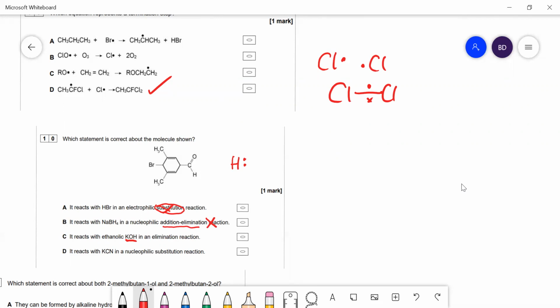It won't react with KOH in an elimination reaction. The reason being is because in an elimination reaction, you remove the bromine and a hydrogen from the carbon next door. Well, if you look at those 2 carbons there, they don't have a hydrogen attached, so you can't eliminate that molecule. KCN in a nucleophilic substitution reaction, that will work. Okay, CN minus from the KCN. Right, you've got a delta positive on that carbon there, do it in green. So you're going to get that going there. So D is the right answer there. That's quite a lot of thinking in that question.